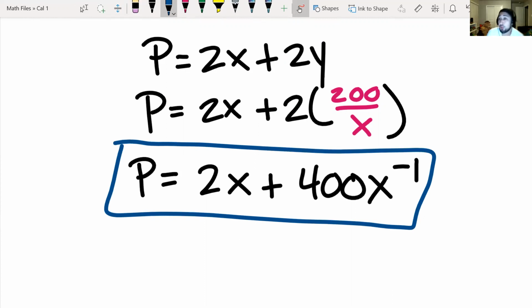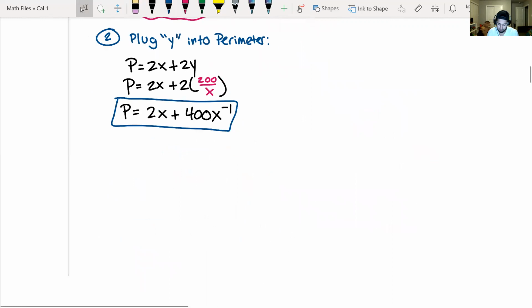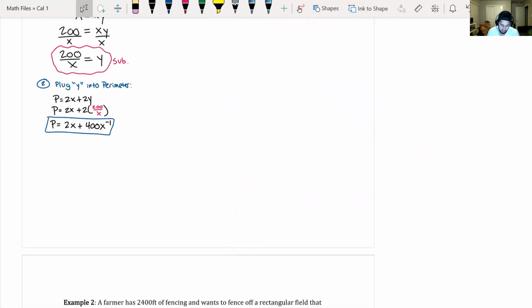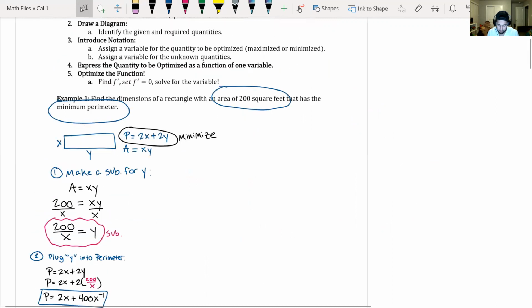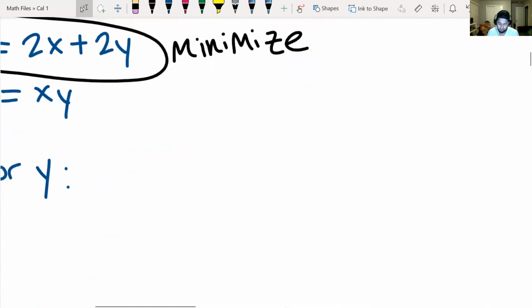This is our new perimeter equation, all in terms of the same variable, and that variable is x. That's it. So this is the new perimeter equation. Okay. How am I using my space? Pretty good. I can come over here to the right. I'll make step 3 up here.